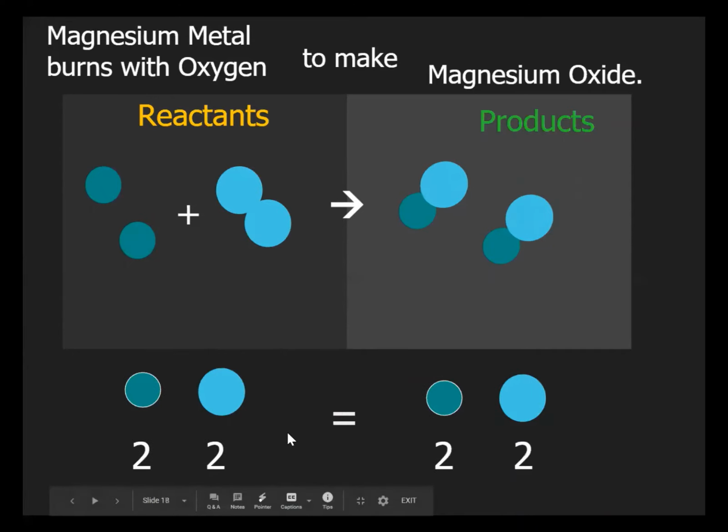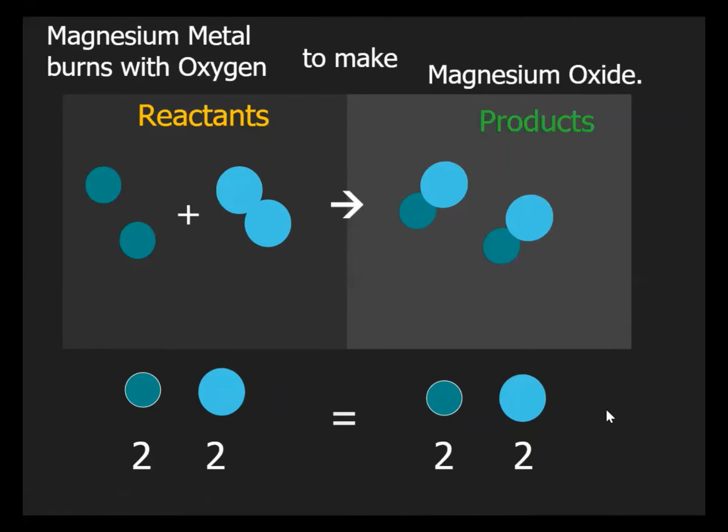Let me show you. I could have 2 of these magnesiums. Hey, that's 2 magnesiums. I just have 2 of them. I didn't bond them together or anything. And then I still have my 2 oxygens. They're still bonded together. Nothing changed there. But now I have 2 magnesium oxide compounds, 2 magnesiums and 2 oxygens. I got 2 and 2 and 2 and 2. It is balanced. I have the same number of atoms on the reactant side and on the product side. They equal each other.